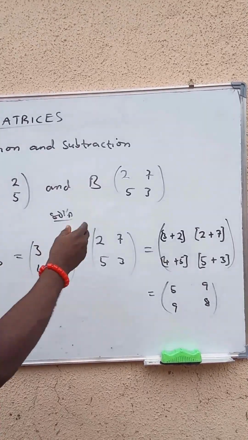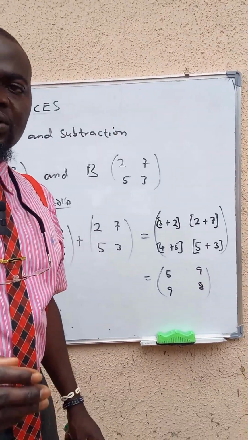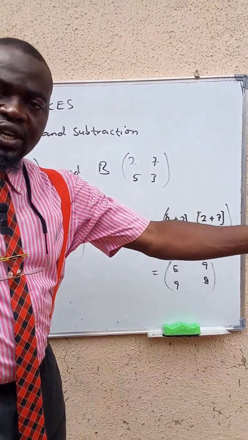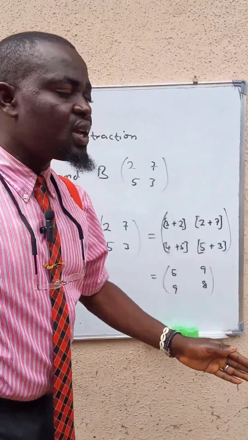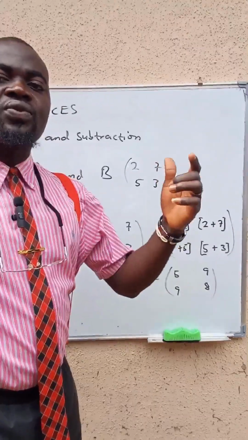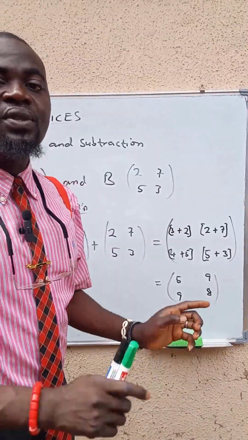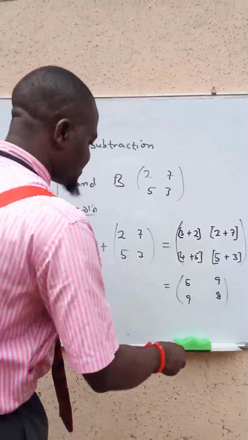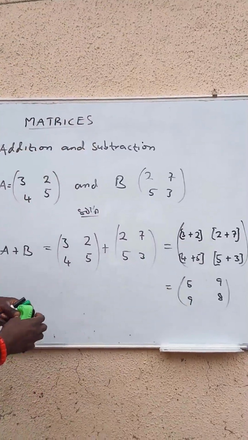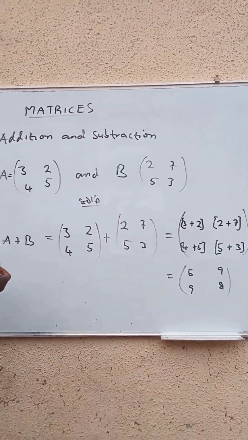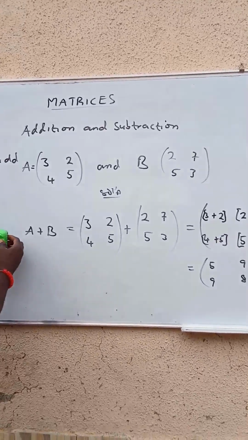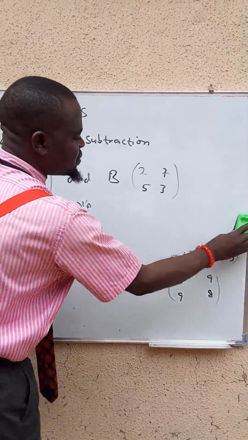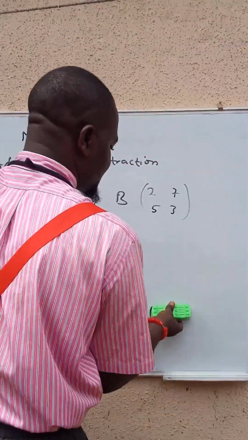And I've told you that the order of a matrix is the number of rows and the number of columns. So the number of rows in matrix A must be equal to the number of rows in matrix B. The same thing with the columns, to form matrix C in addition. So you can see that here. Now we can still use the same thing to subtract, for you to see.